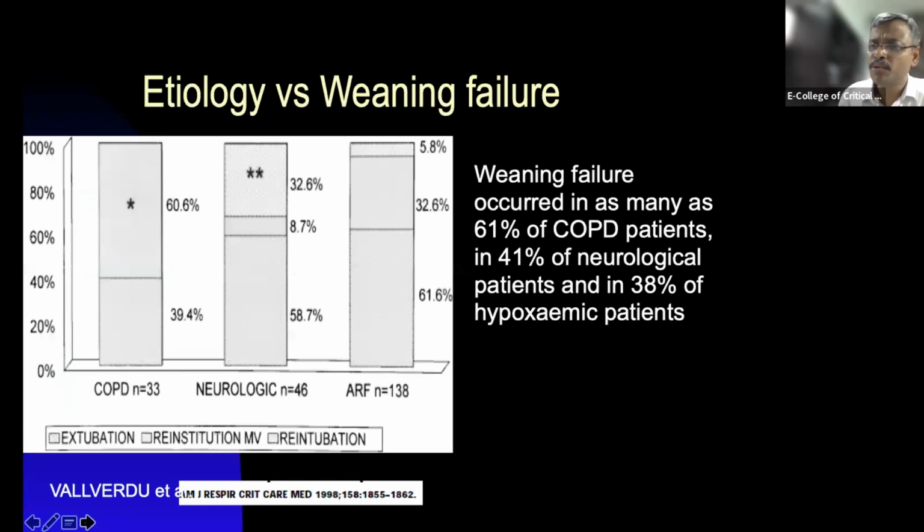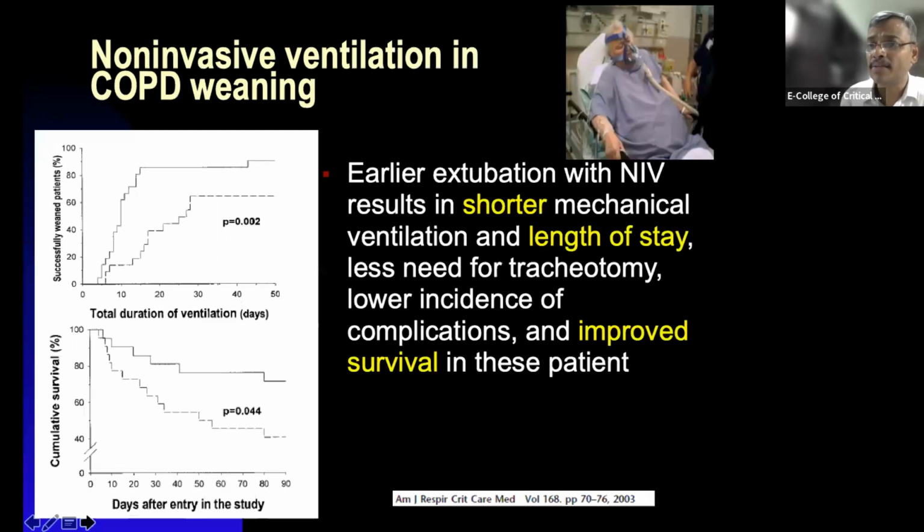Weaning failure is most commonly due to airway edema, which is easily manageable. But if it is because of respiratory problems, the most common is COPD, and the next most common is neurological patients. Another acute respiratory cause is the most neglected part, which I am going to tell here. Many people extubate to NIV. What happens if you just extubate to NIV? This is actually the most dangerous thing. So we cannot extubate every patient to NIV.